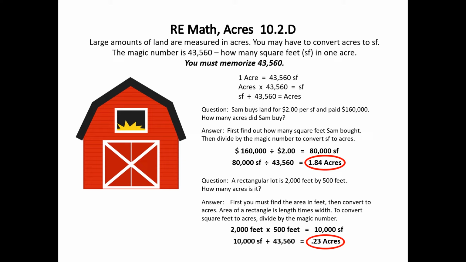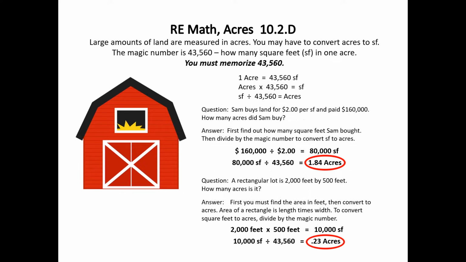So you take 2,000 feet times 500 feet and discover that the lot is 10,000 square feet in total. 10,000 square feet divided by 43,560, and you discover that the lot is 0.23 acres.